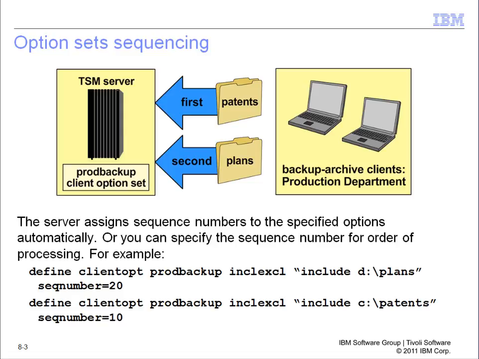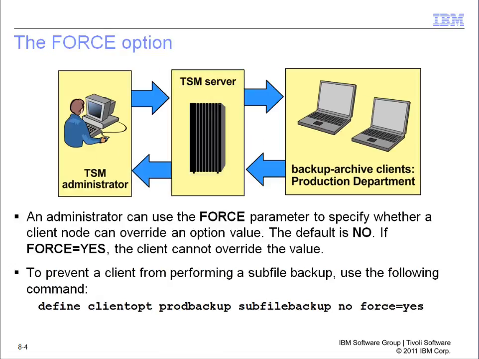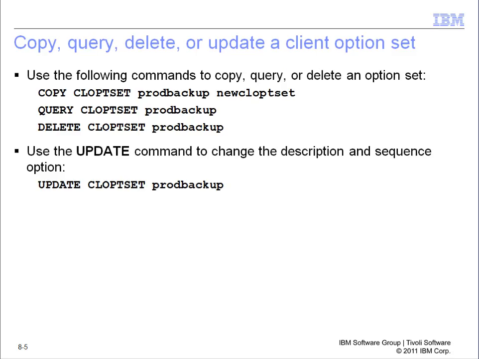If there's a conflict in your client option set and your dsm.opt, dsm.opt takes precedence. That is, unless you use the force option. This means you're defining a client option set and you're saying force equals yes. That means override your client values. You can also copy, query, or delete client option sets. You're going to use the update command to make changes to the description or the sequence.